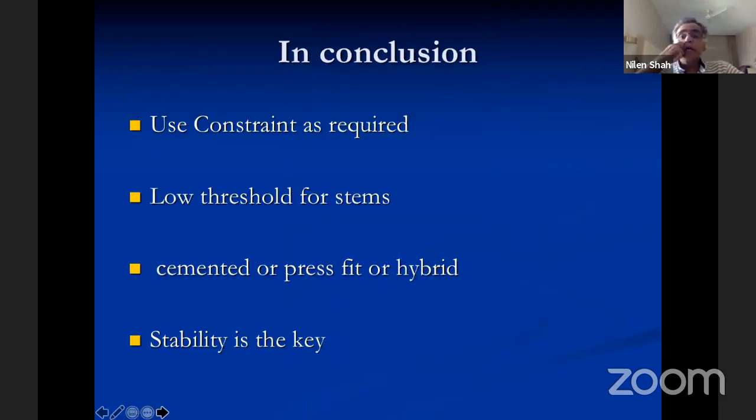So in conclusion, I would say, friends, that we need to use constraint as required. There should be a low threshold for using stems, which can be cemented or press fit or hybrid, but stability of the implant and stability of the implant in the bone is the key for long-term success.